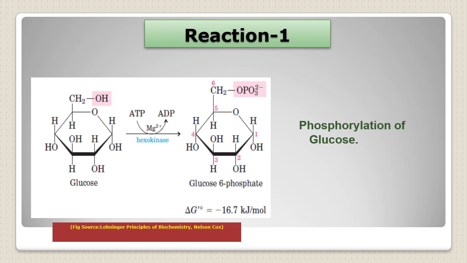So in this first step, glucose is activated for subsequent reactions by its phosphorylation at the carbon 6 position to yield glucose 6-phosphate. And here ATP is the phosphate donor. This irreversible reaction is catalyzed by the enzyme hexokinase, as I mentioned already.